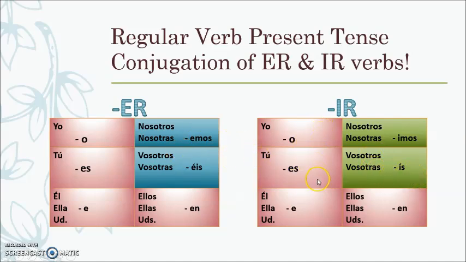IR verb conjugation is very similar to ER. These four are the same. So o, es, e, and en. And like I was saying before, imos and ís, the nosotros and vosotros forms, those remain in I. Also, remember that there are accent marks. So for AR verbs, it's on the A because it's AR. ER verbs, it's on the E. And IR verb, it's on the I for the vosotros forms. Okay? So that was just a quick review of the conjugation chart.